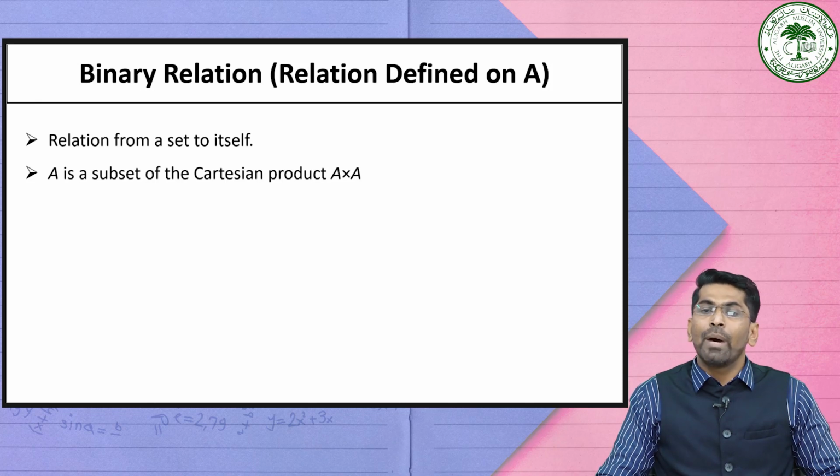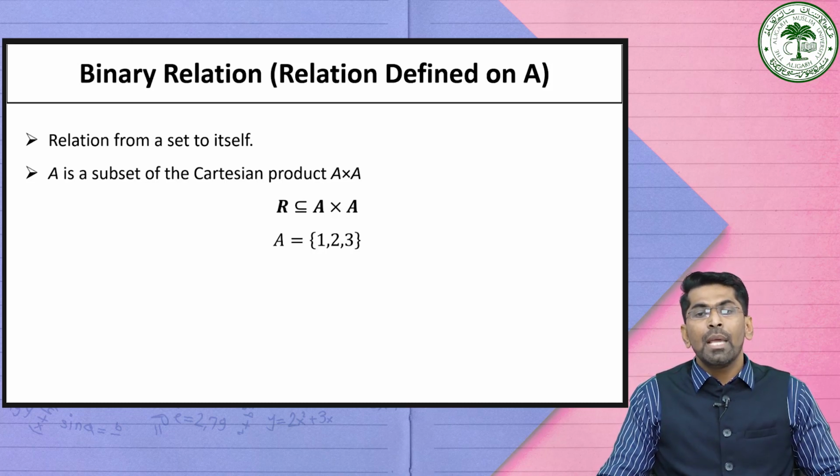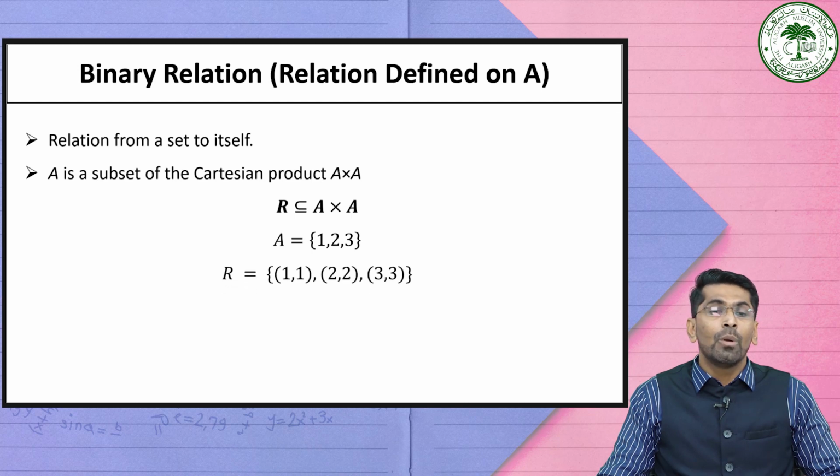So if R is a binary relation on a set A, it can be mathematically denoted as R is a subset of A cross A. Consider an example of a set, set A equal to {1, 2, 3}. A binary relation R on A could be {(1,1), (2,2), (3,3)}, which indicates that each element is related to itself.